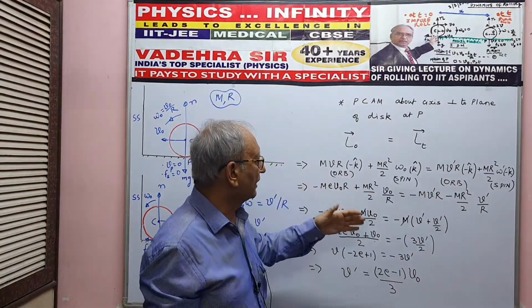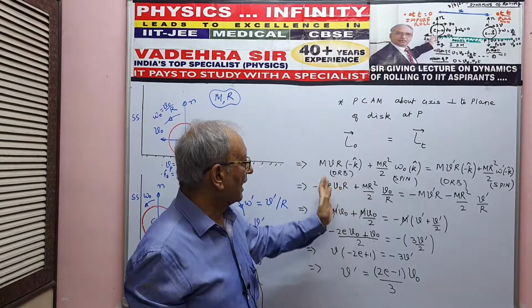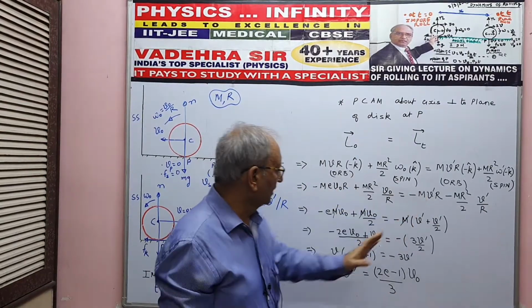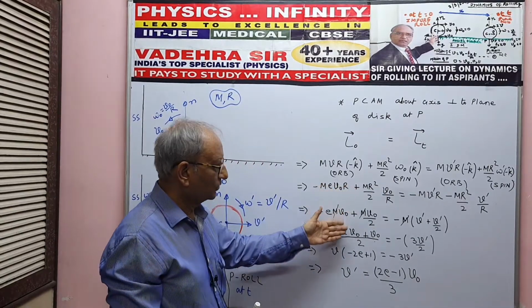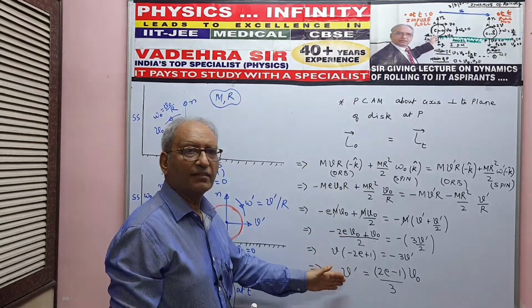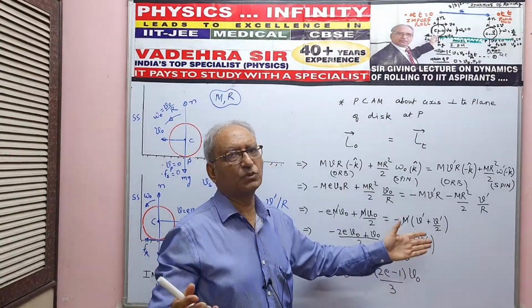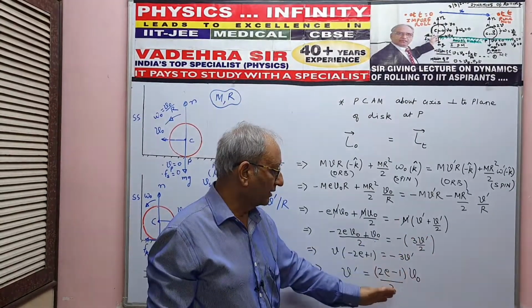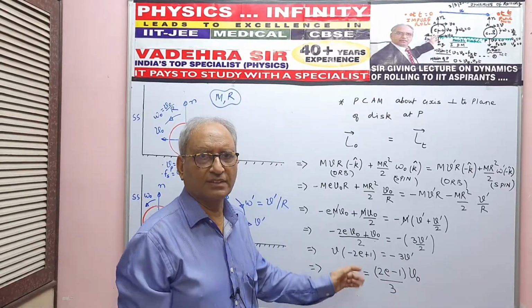Well, I don't have to do anything now, just simple mathematical steps. r would cancel, m would cancel, and I just solve this out and obtain v dash equal to (2e minus 1) by 3 into v naught. (2e minus 1) by 3 into v naught is the answer to the velocity.